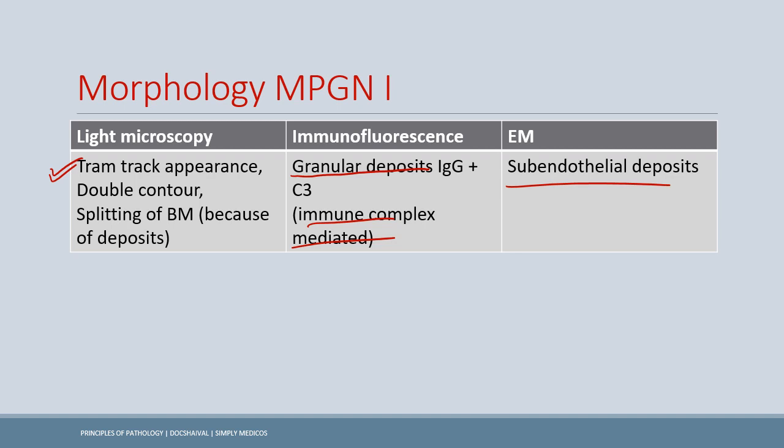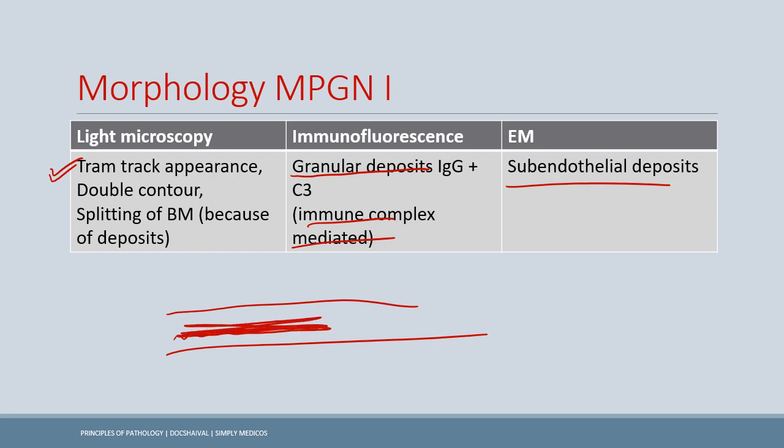It's very easy, guys. In light microscopy, we see this deposition between the intramembranous deposits and the endothelium, and all of these deposits look like they have the tram track appearance. This is also called the double contour pattern or the splitting of the basement membrane. Both of these are seen because of the deposits which are intramembranous or subendothelial.